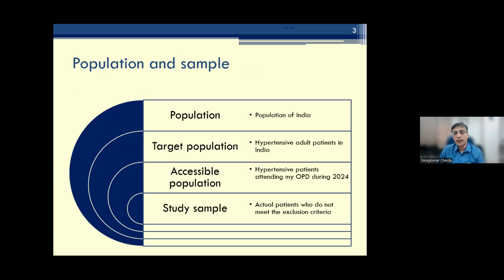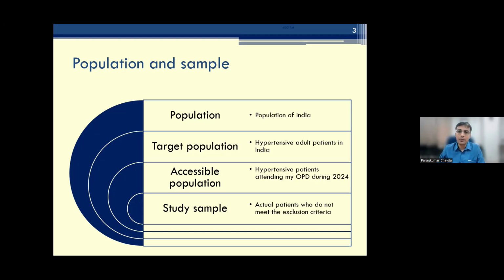Now this slide gives us some conceptual clarity about some key terms with regard to a study sample. So the first concept is the population, which is a very generic term which is used beyond the research terminology as well. And the example might be, let's say, the whole population of India or all the people of Gujarat state or a particular city.